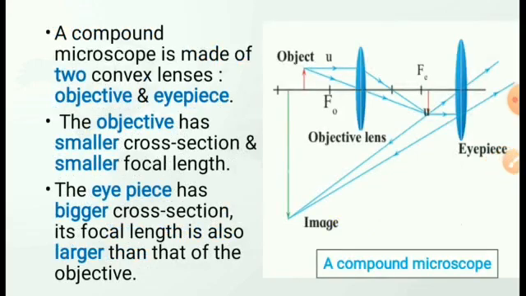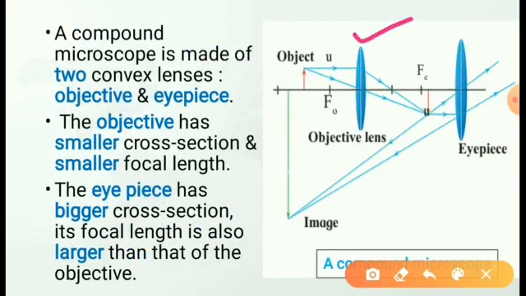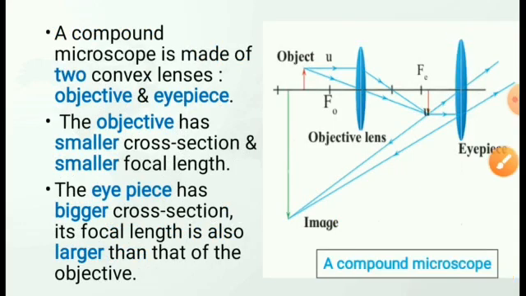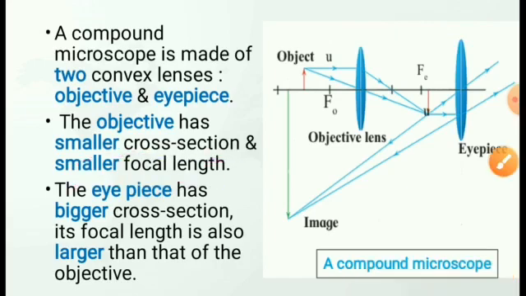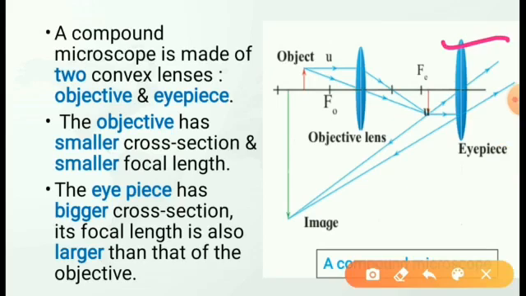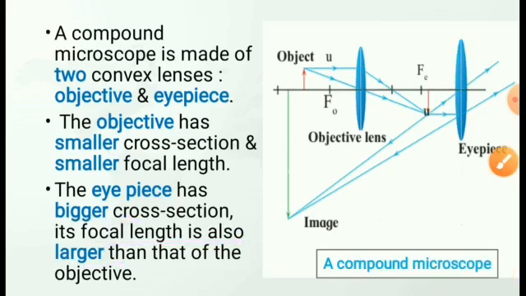A compound microscope is made up of two convex lenses, the objective and the eyepiece. The objective has a smaller cross section and smaller focal length, and the eyepiece has a bigger cross section and the focal length is also larger than that of the objective.